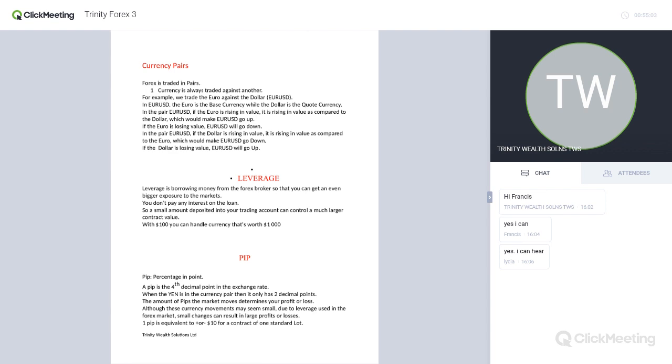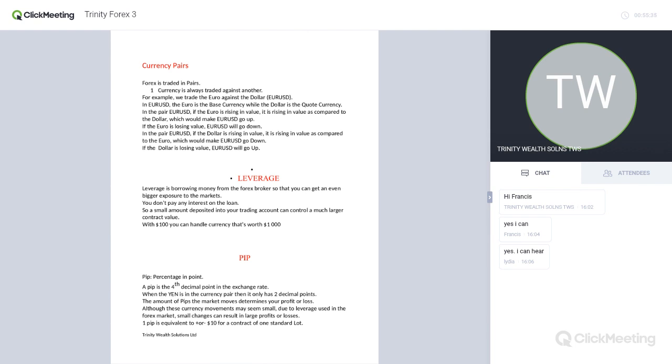We also covered pips yesterday, and we said a pip is a percentage in point. So a pip is the fourth decimal point in the exchange rate. Remember, we said we measure our profitability or our losses in pips. You can say I'm 10 pips in profit or 20 pips in a loss. We don't say I'm $200 or $30, because the value of a pip depends on the pair you're trading, all right?